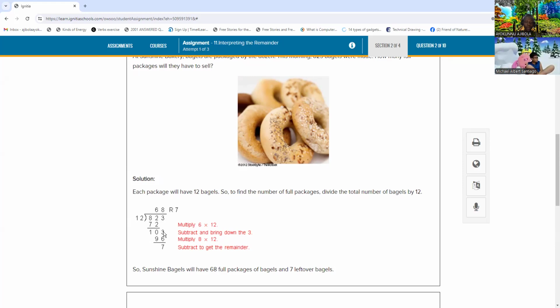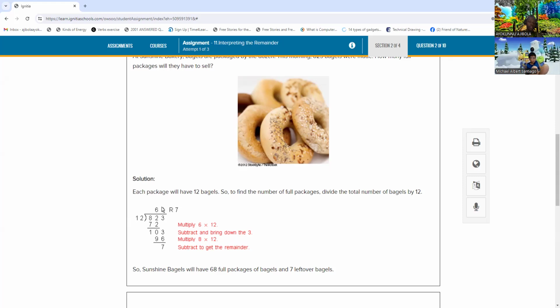Then we bring down 3, which is 103. So how many 12 can we see in 103? That's 8. 8 times 12 is 96. Then when we subtract, we have 7. So that means we're going to have 68 packages, okay?